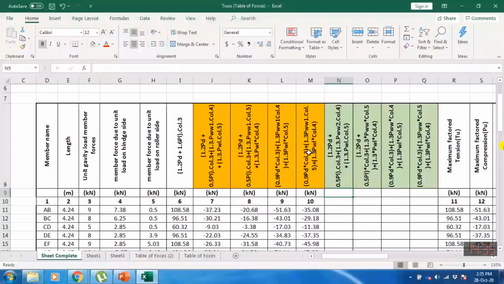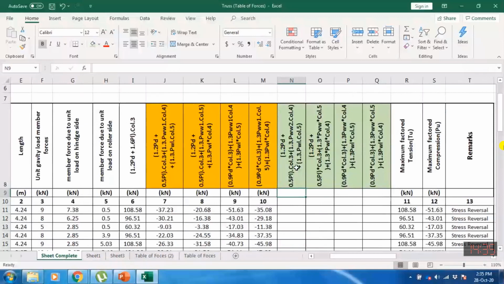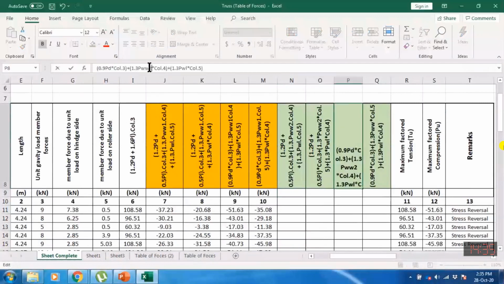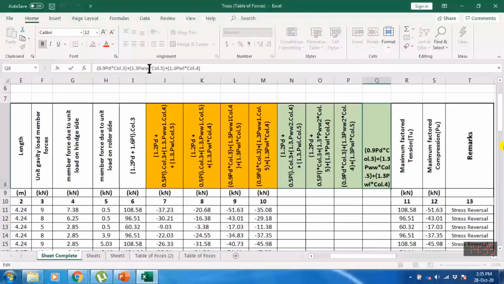So this is already PW2. This will also be PW2. This will also be PW2, and this will also be PW2. It means that I am having 4 columns for PW1 and 4 columns for PW2.